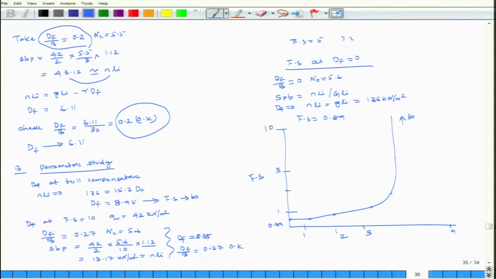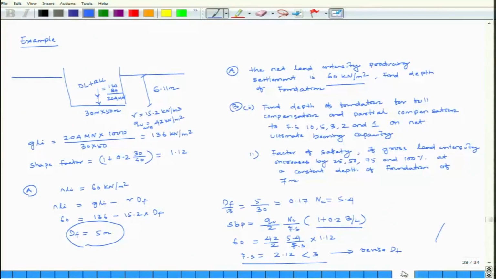So, this is what this parametric study has been asked for different factor of safety. For different factor of safety, you can find out what is the depth of the foundations. Factor of safety is given 10, 5, 3, 2, 1. Then you can find it out for full compensation. Full compensation means net load intensity is equal to 0. Then you can also find it out, this part I leave it to you.